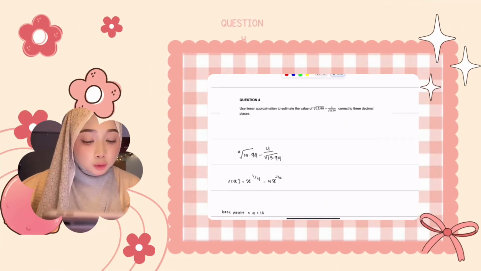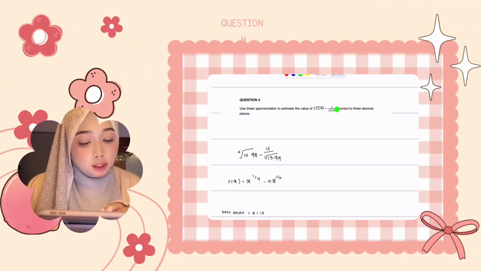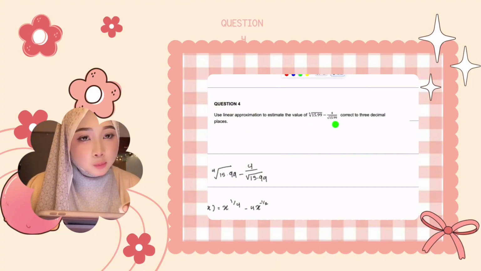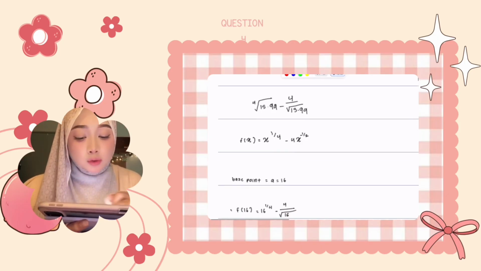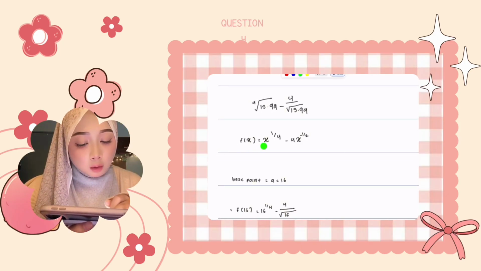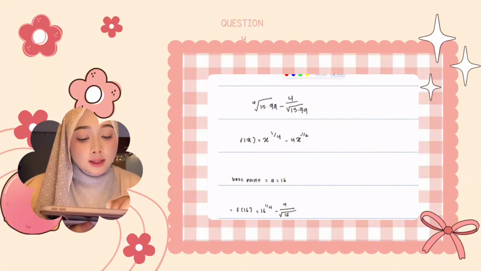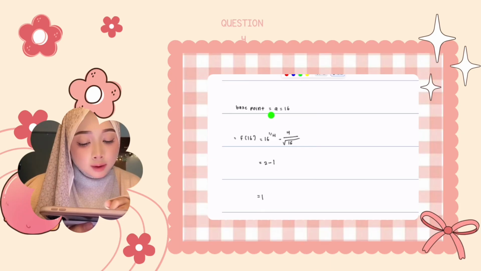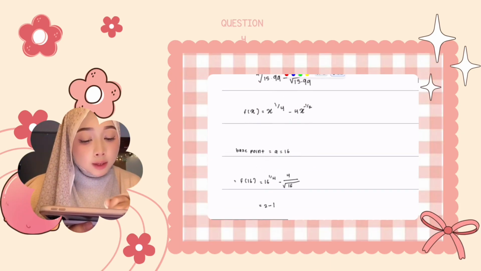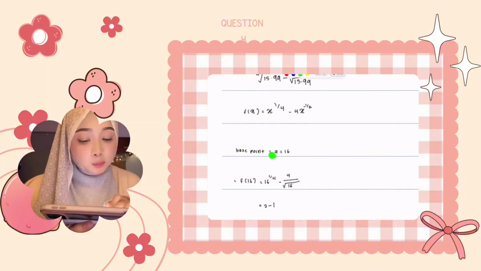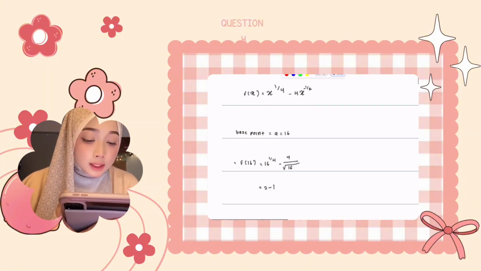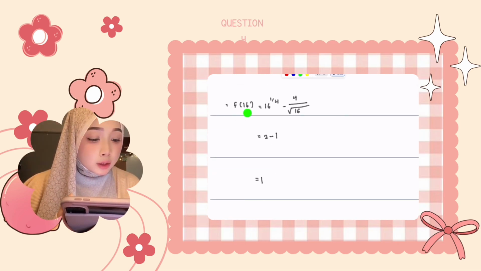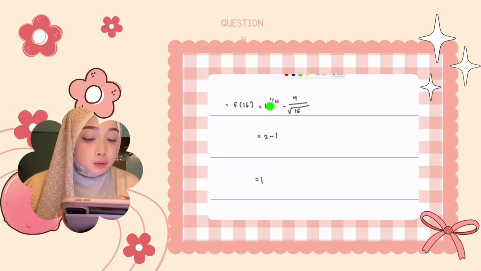Now we will move on to question 4, which is linear approximation. In this question, we will use linear approximation to estimate this expression, which is the fourth root of 5099 minus 4 over the square root of 5099. Then I will define the function f(x) equal to x^(1/4) minus 4x^(-1/2). Then I will choose the base point. Since 5099 is close to 16 and 16 is easier to work with, we will let a equal to 16.